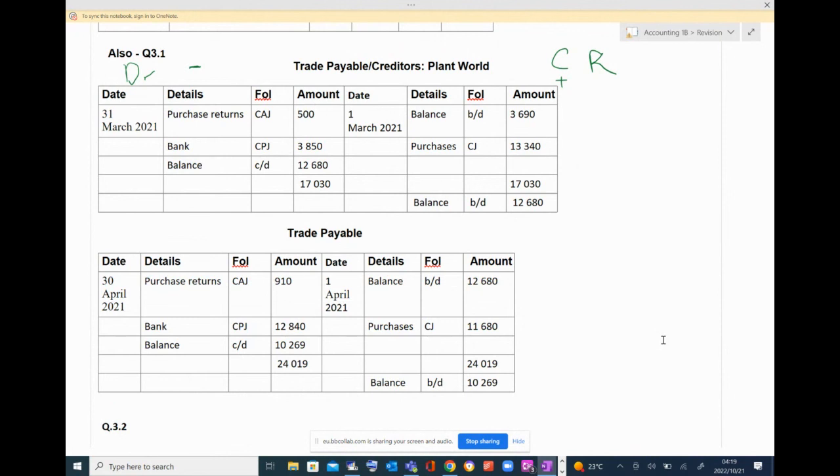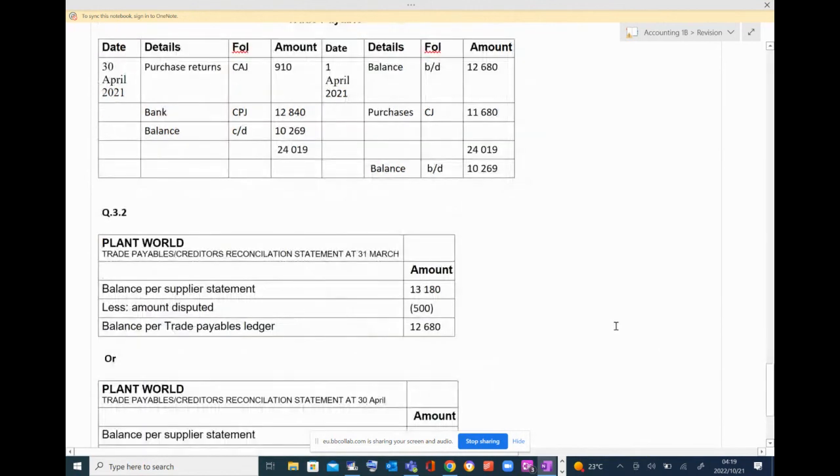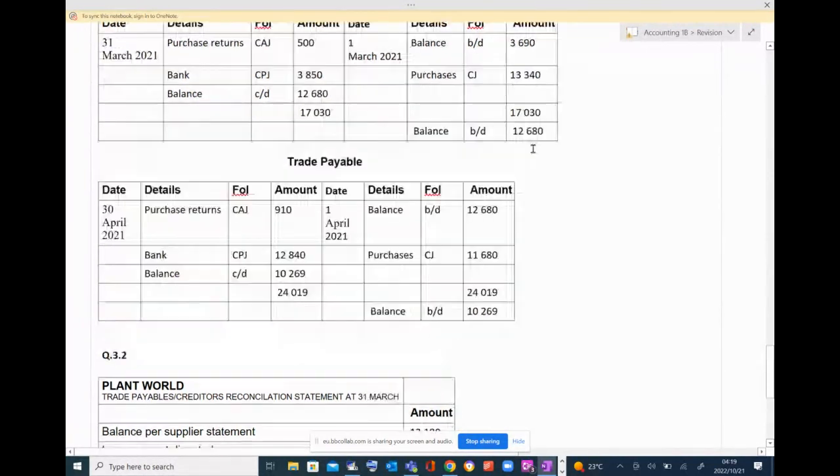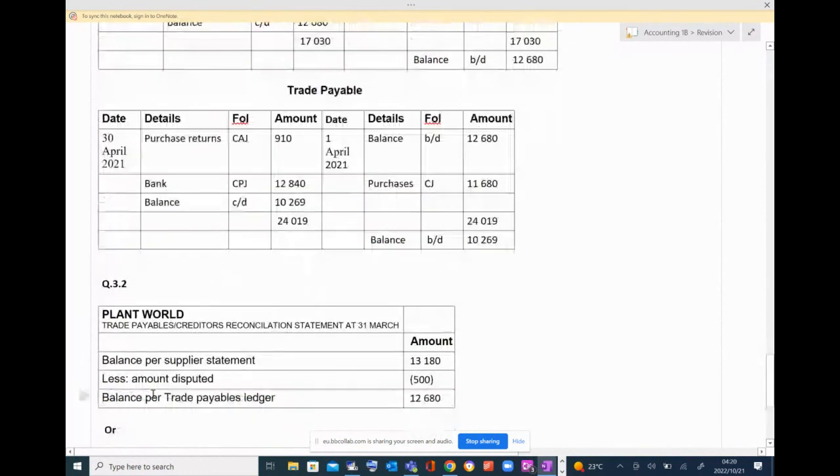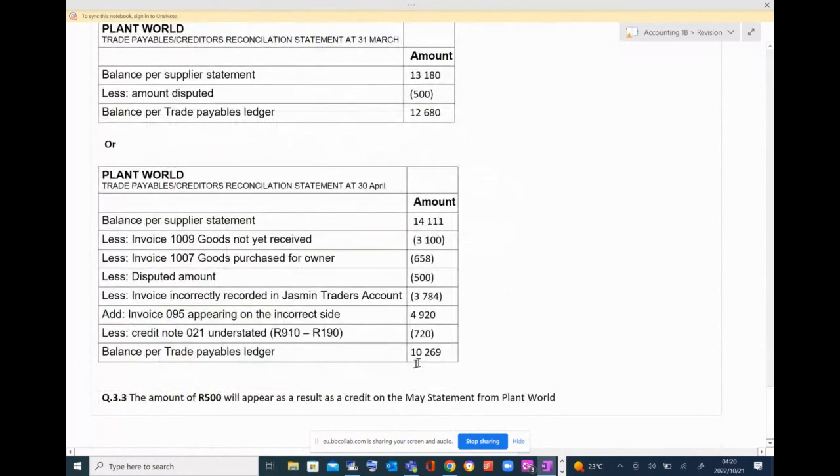Let's see now. Because remember, we're doing the reconciliation. Sorry, actually, this wasn't us recording it. It was actually us looking at the difference between the two, saying where's the difference, the shortfall. You get what I mean? Less amount disputed. Okay. And here we also say less amount disputed? Well, we have several amounts that are causing the difference over here.